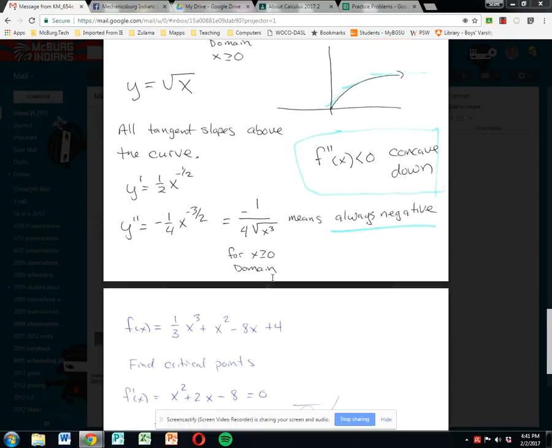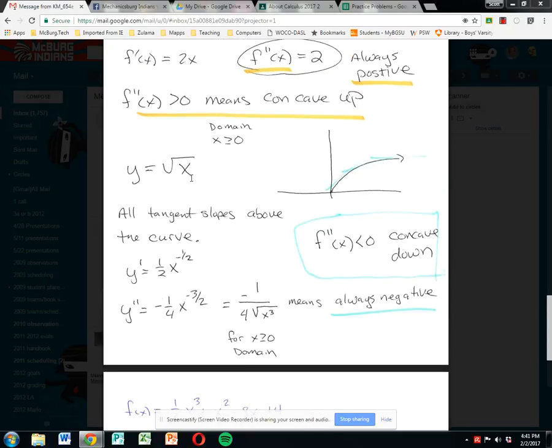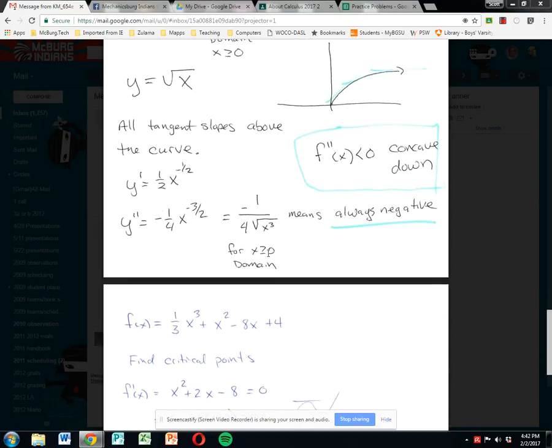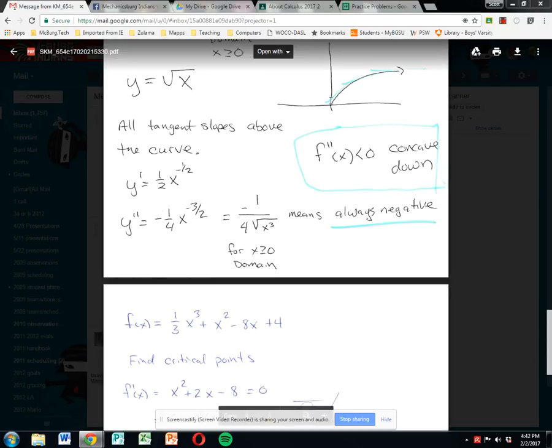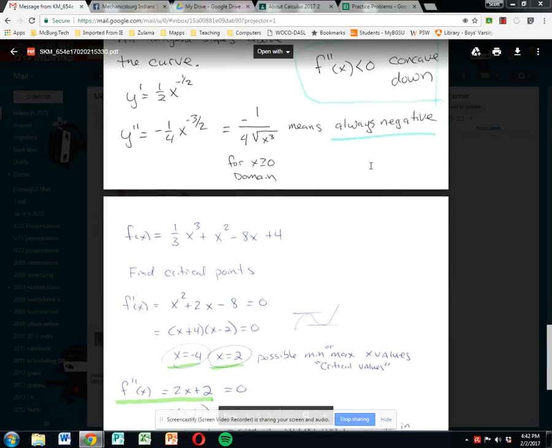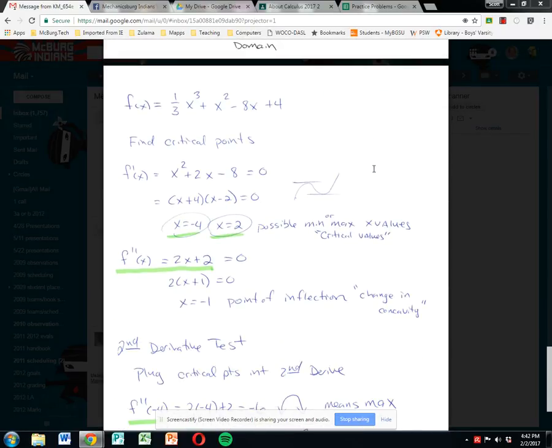All right? Please understand this domain. If you want to talk domains for a minute, you can't have negatives underneath the radical. So literally the domain is all positive numbers. And anytime you plug in a positive value of x here, this double derivative will be negative, means concave down. Tangent slopes are above.